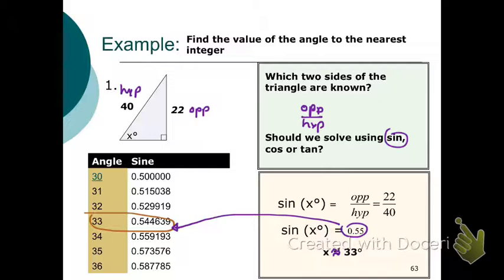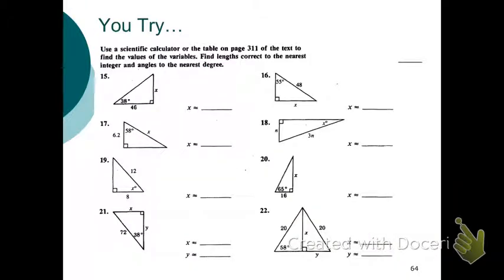All right, so what we're going to do now, this is some practice. I'll do the first one with you, and then you need to finish. Use the scientific calculator or the tables to find all the values, the correct lengths. So I want to find x. x is opposite 38. 46 is adjacent to 38. It's not a hypotenuse, so I'm going to use tangent. Tangent is the opposite over the adjacent, x over 46.